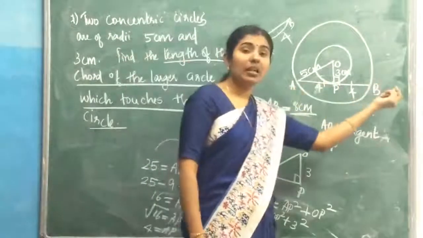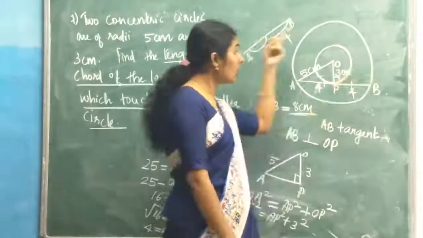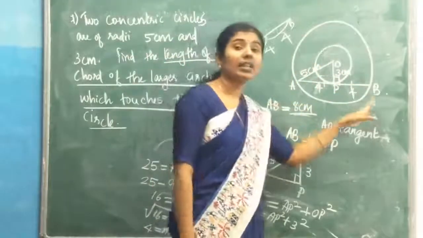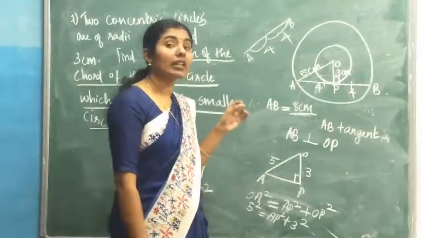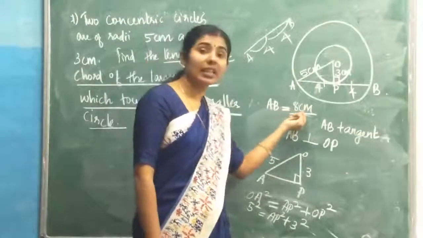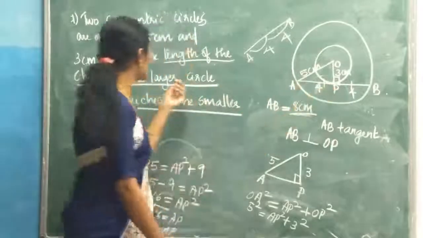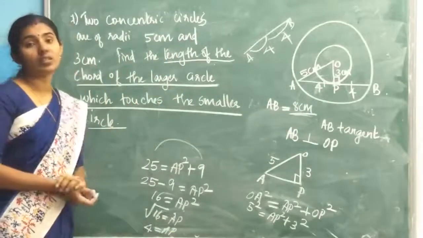This AB is the length of the chord of the larger circle, isn't it? This is the chord of the larger circle. So what are you getting? The length of the chord of the larger circle is 8 centimeter. So AB is 8 centimeter. So the chord length is 8 centimeter.